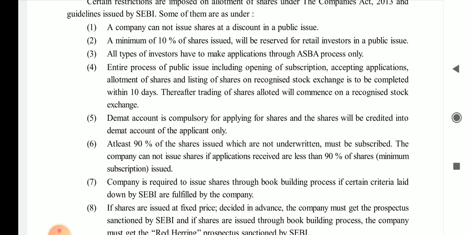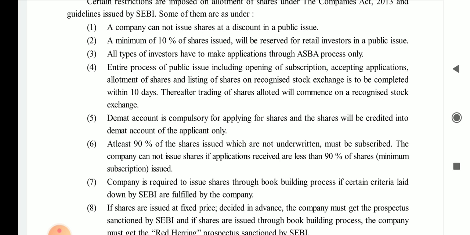Next one is a minimum of 10% of the shares issued will be reserved for retail investors in a public issue. Whenever a company issues shares, at that time they have to compulsorily reserve 10% of the shares in the public issue for the retail investor. See, for the retail investor, compulsorily 10% should be reserved.